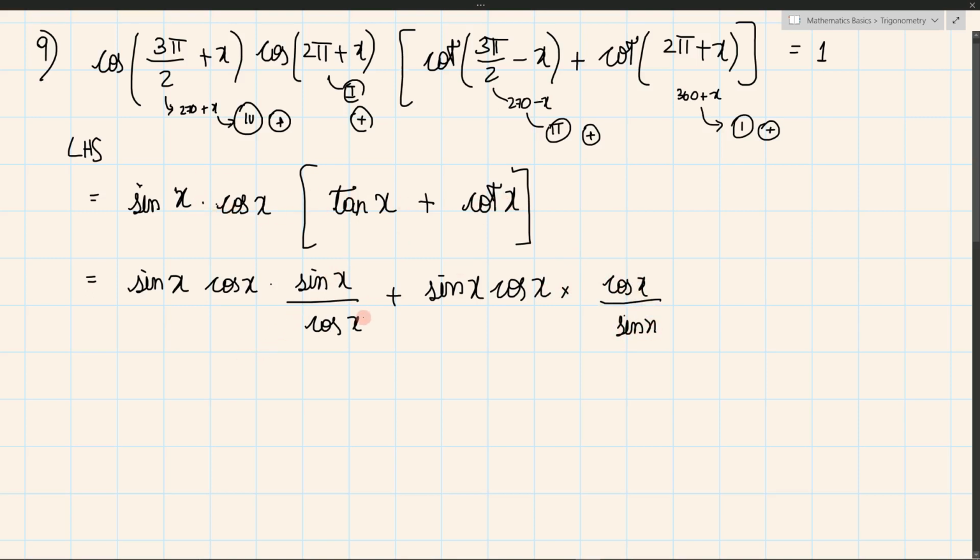So we'll have cos and cos cancelled, yes, sine and sine will be cancelled. So we'll have sine square x plus cos square x. So this is equal to 1. Therefore LHS is equal to RHS, right?